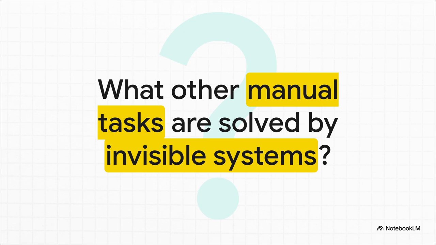The next time you get an automated shipping confirmation or even just a simple calendar invite, take a second to think about the invisible engine that probably made it happen. It makes you wonder, right? What other tedious manual parts of our lives are quietly being solved right now by elegant automated systems just like this one? Something to think about.